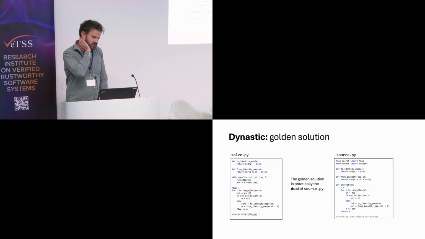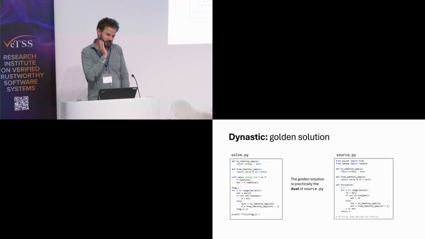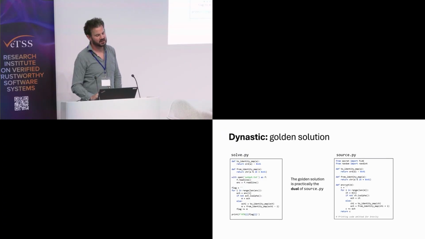Right, well, the golden solution for Dynastic is pretty straightforward. By the way, as challenges go, this is a very easy one, I should just say. This is why we started with it. But the golden solution, solve.py, is kind of the mirror image of source.py. No need for you to look at this in any detail, but you can see that it's got some to-identity map and from-identity map functions. Those appear verbatim in both of them, and you might be able to read that there's a -i here and there's a +i here. So the solution is essentially inverting the source.